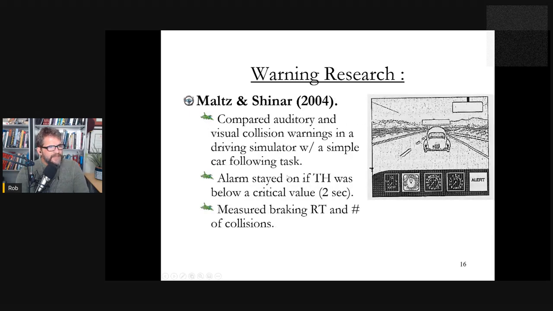In this study, what they did was have people do a car following task in a driving simulator. Okay. And what would happen is if you got within a time headway of 2 seconds, the alarm would go off. Okay. And what they did is measure the number of collisions, the brake reaction time, and basically how much time you spent in that danger zone of less than 2 seconds time headway.